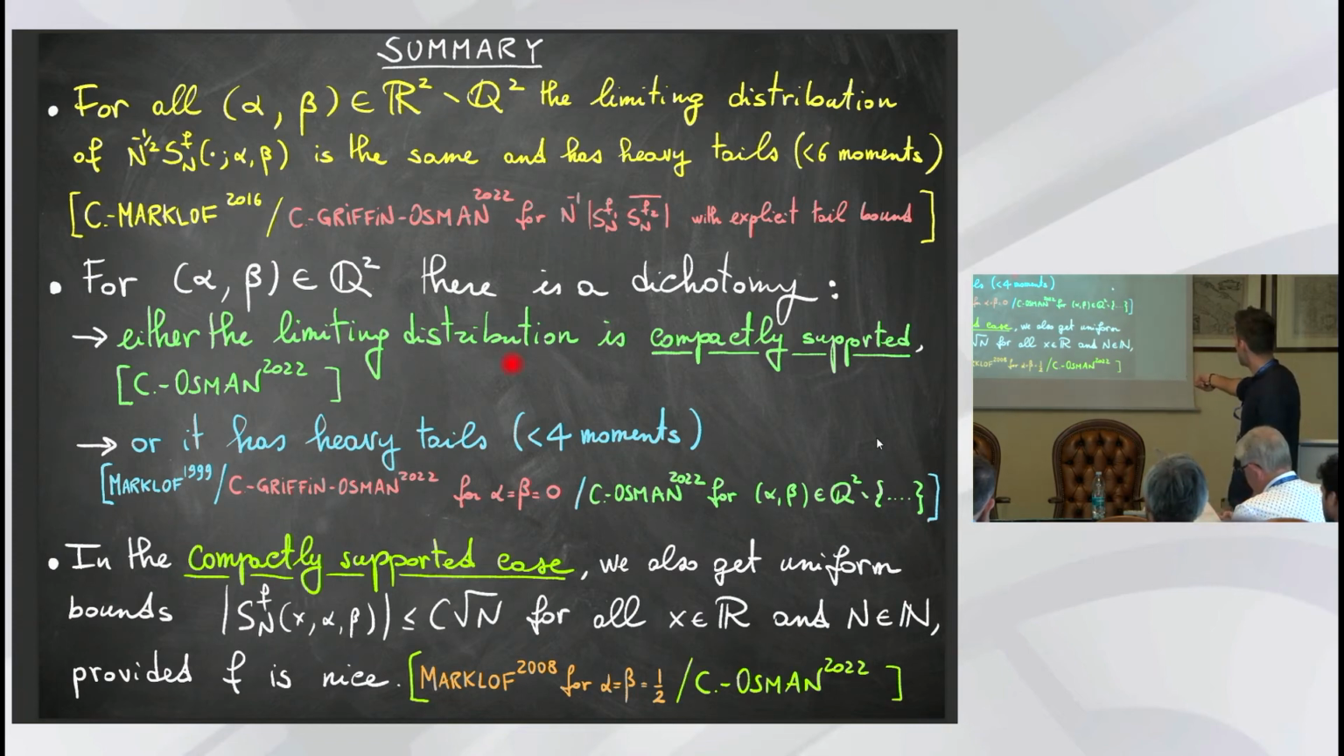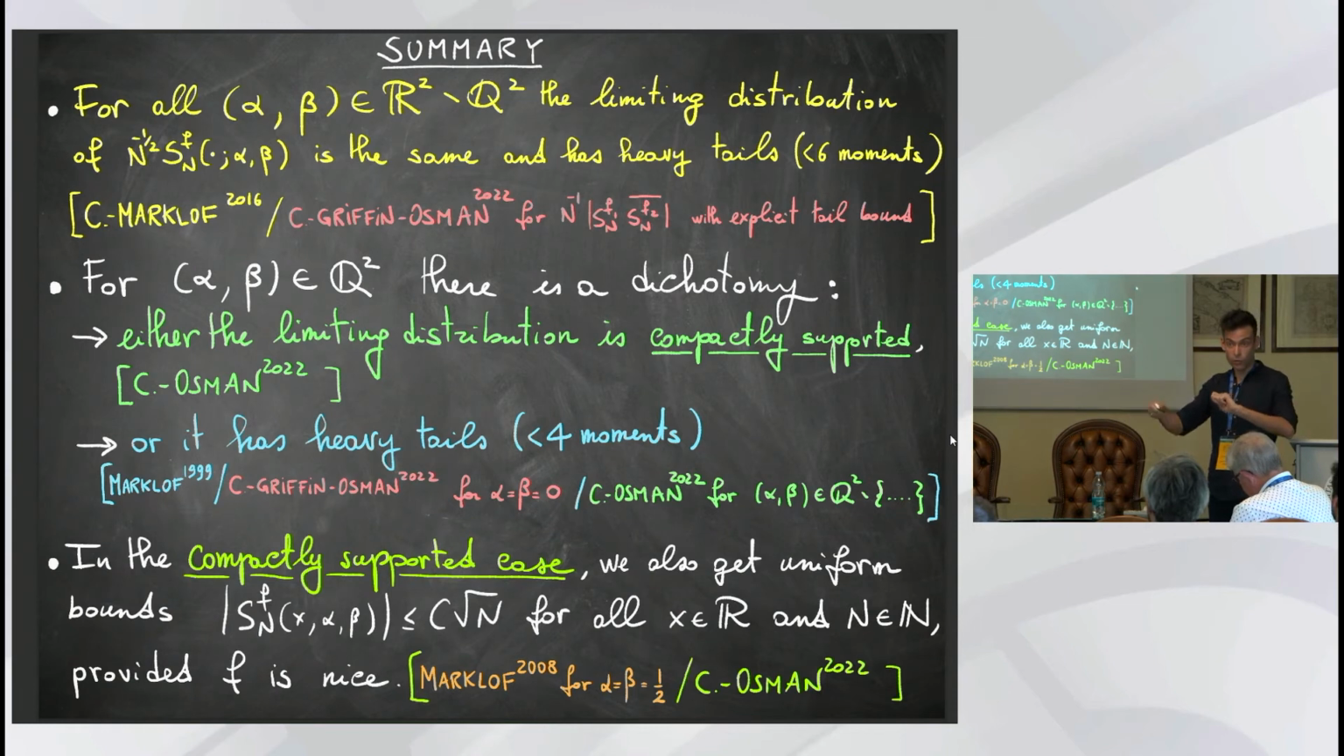So either you have heavy tails, but heavier than in the irrational case, or quite the opposite, you have a compactly supported limiting distribution. So in the rational case, there is a stark dichotomy. In the case of a compactly supported limiting distribution, I was personally surprised when I saw this. After we realized that there is this compactly supported limiting distribution, we were like, okay, let's try to understand this before we take n to infinity.